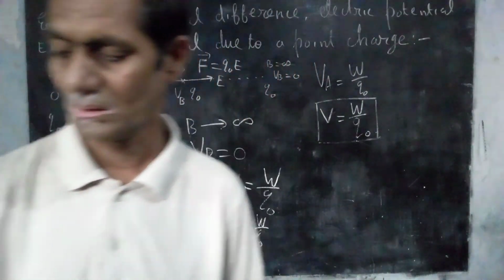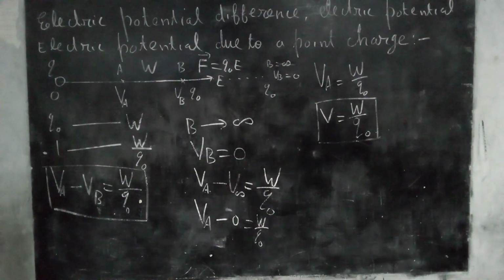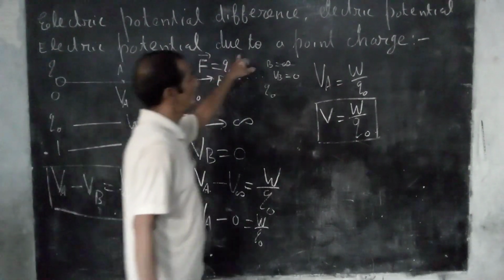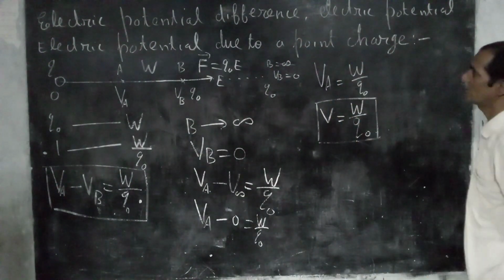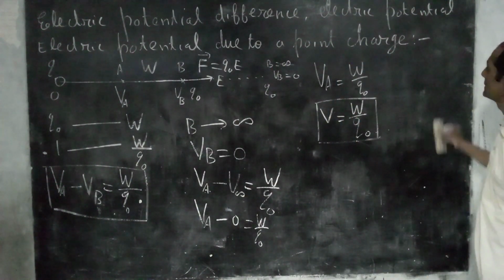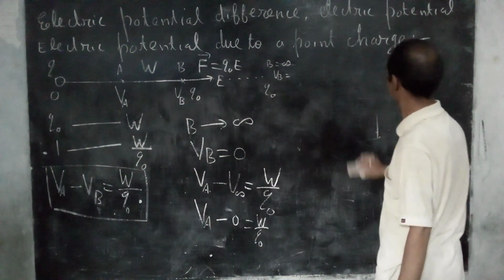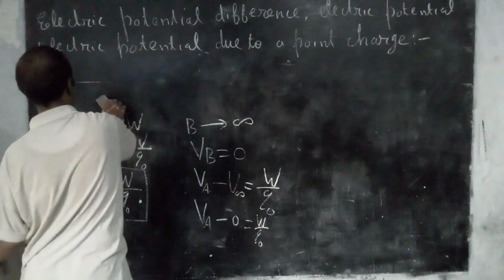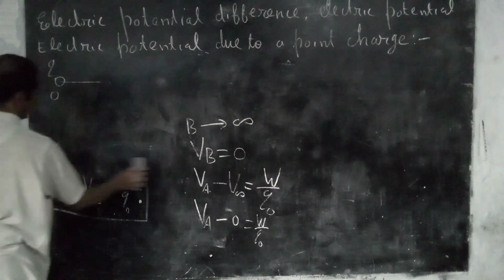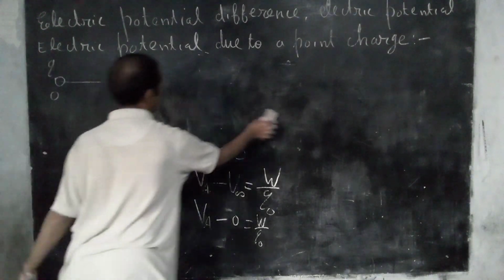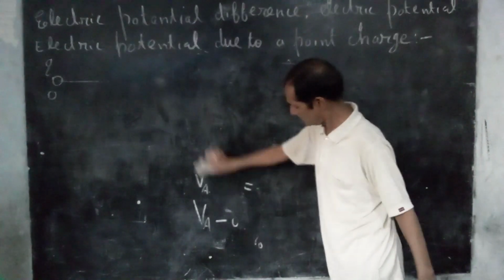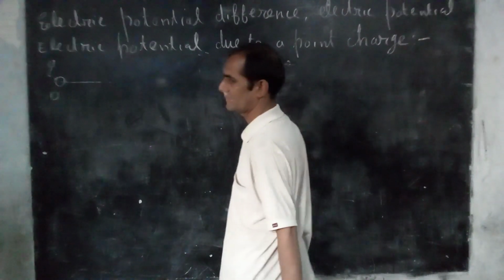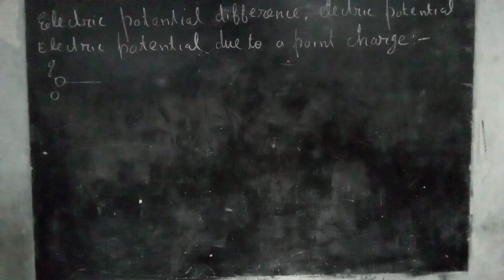Now we find the expression for electric potential due to a point charge. So to find electric potential at any point due to a point charge, we find the amount of work required to bring the charge from infinite to a certain point.